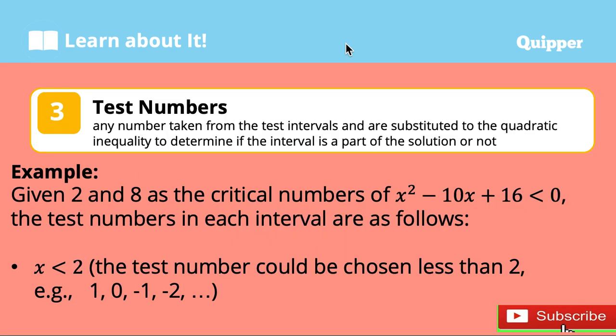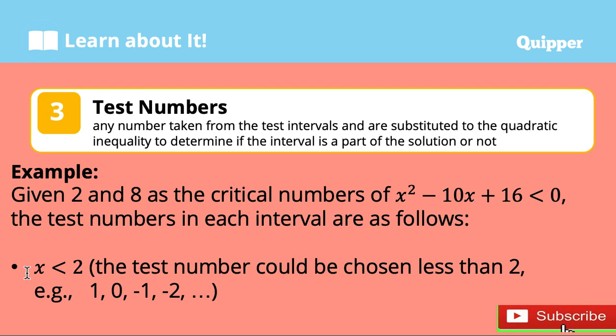From the test intervals, we get a representative in each interval, and that representative is what we call the test number. Test numbers are any numbers taken from the test intervals and substituted into the given quadratic inequality. The purpose is to determine if the interval is a part of the solution or not. For example, given 2 and 8 as the critical numbers of x squared minus 10x plus 16 is less than 0, the test numbers in each interval are as follows.